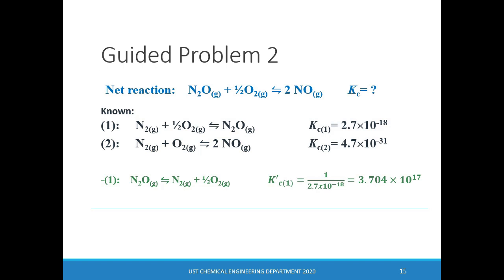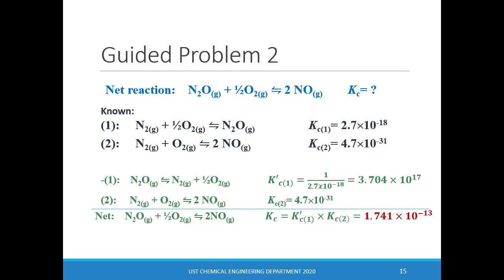Next, the reactant O2 and product NO can already be obtained from the second reaction without the need of any modification. Adding the two chemical equations and cancelling like terms, we get the net reaction N2O plus 1/2 O2 yielding 2NO. The corresponding equilibrium constant will be the product of K prime 1 and K2, which gives us 1.741 times 10 to the negative 13.